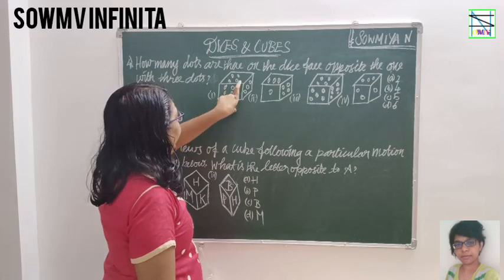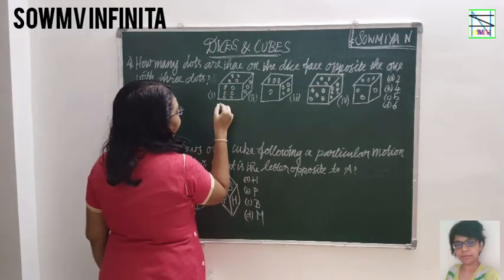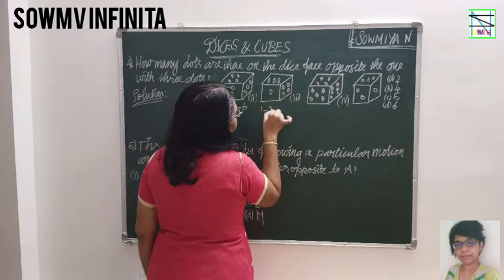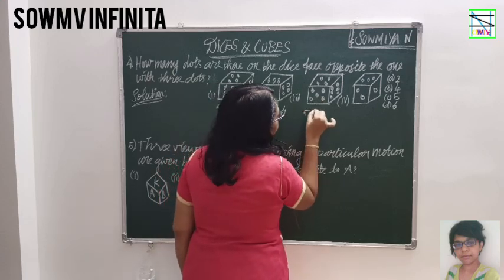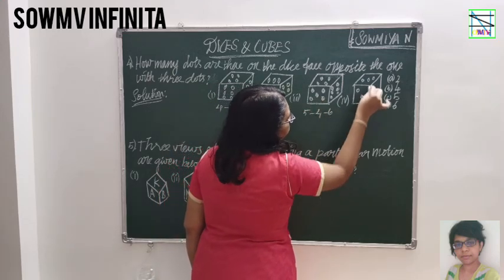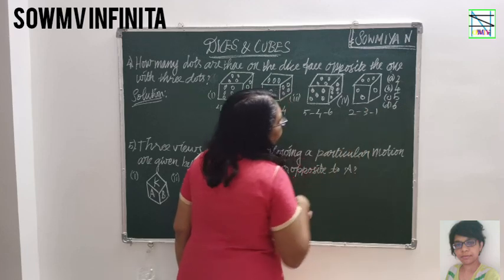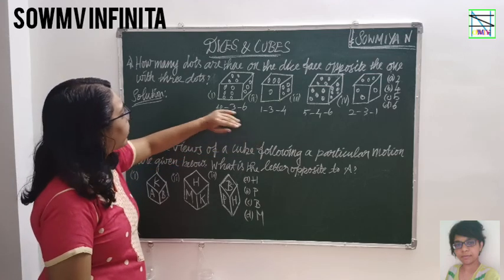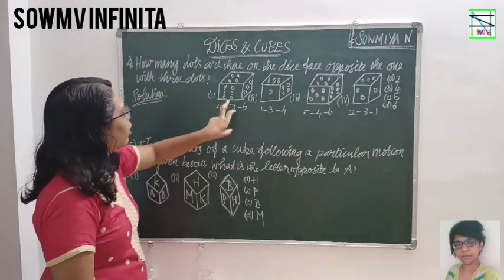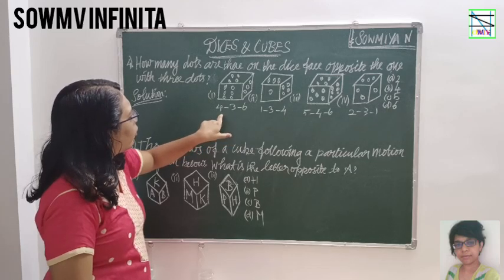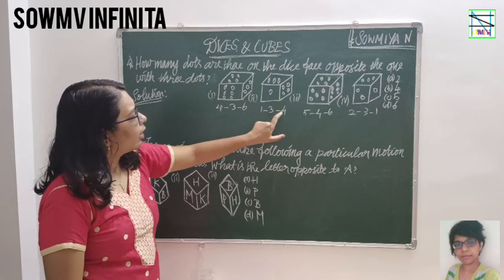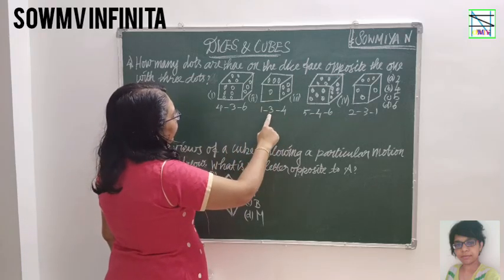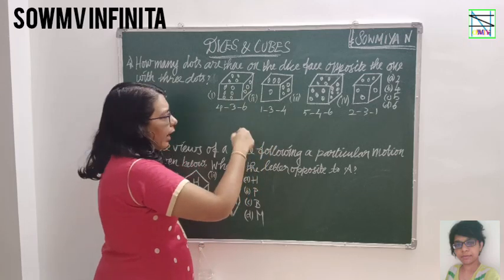The first one has 4, 3, 2, 6. Then 1, 3, 4, and here is 5, 4, 6. Here is 2, 3, 1. We want the number 3, the opposite of 3. The first has 4, 3, 6. Here 1, 3, 4. Here 1, 3, 4. Which means the 3 is arranged in a clockwise or anti-clockwise direction.